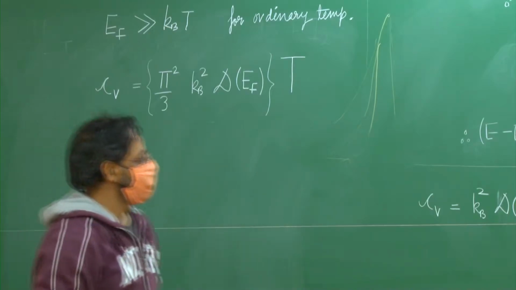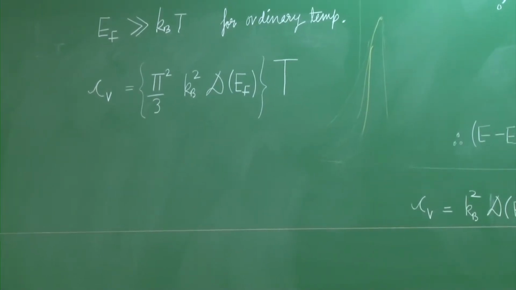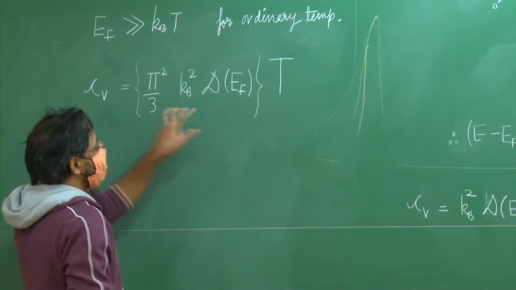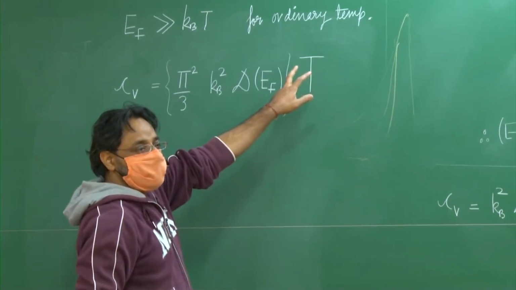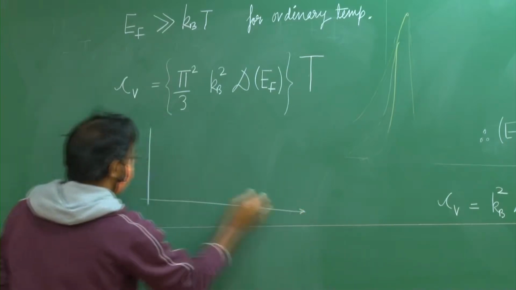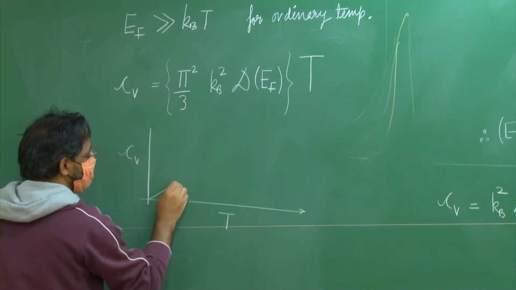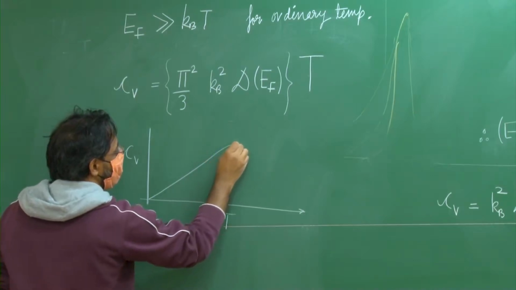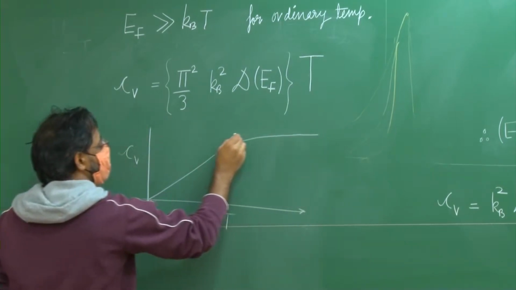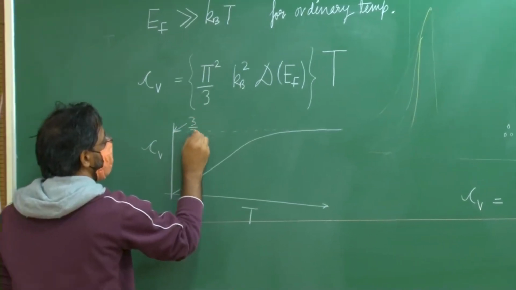So we have shown, at the end of a lengthy derivation, that the electronic specific heat, the specific heat of an electron gas, increases linearly with temperature for all ordinary temperatures, right? In fact, if you plot Cv versus T, then it's going to look like this. This is a quantity that increases linearly, and then of course it becomes, this quantity will be how much? This is the classical limit, 3/2 n kB.